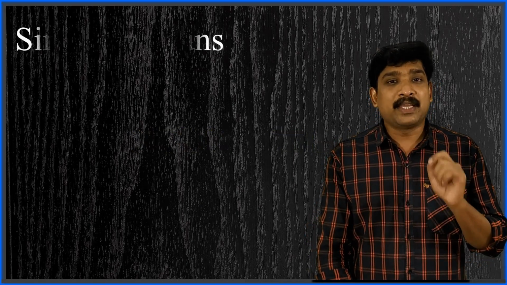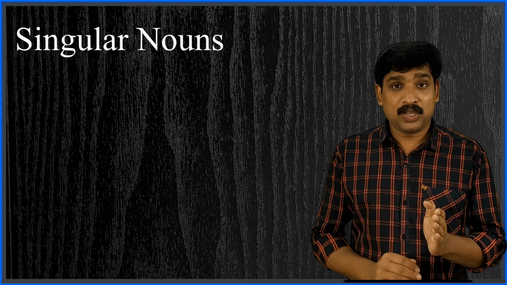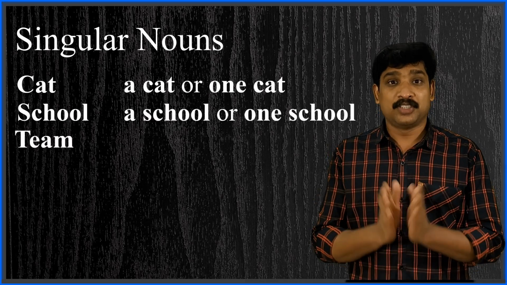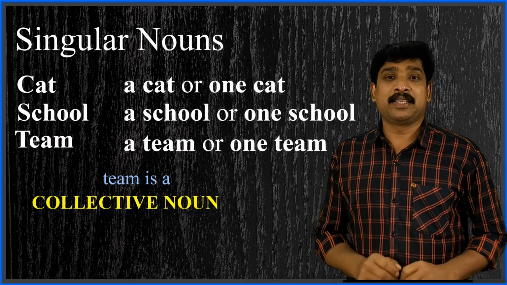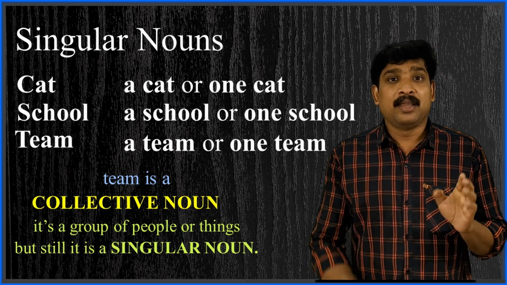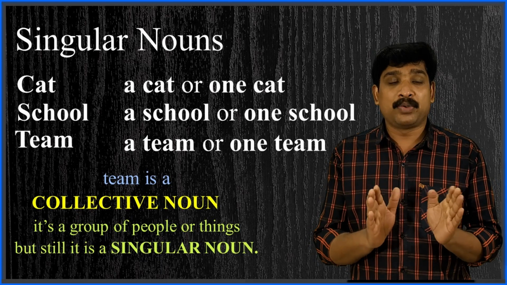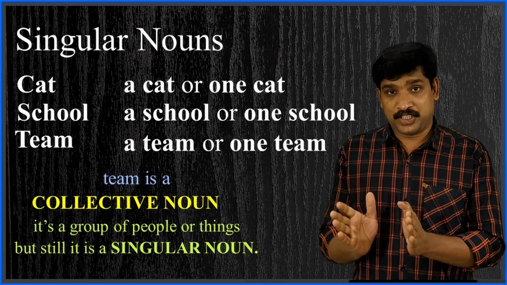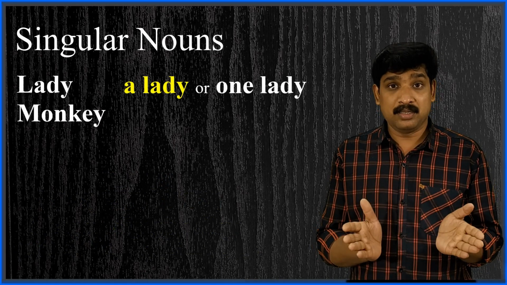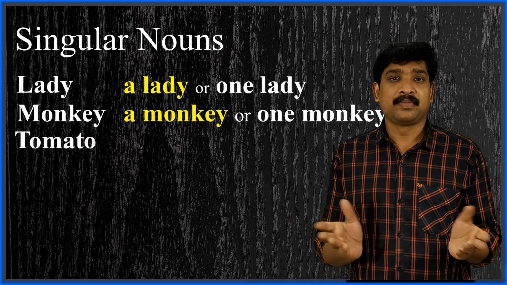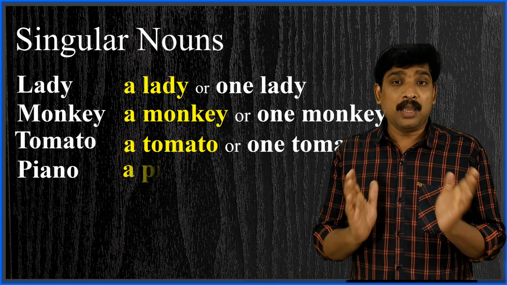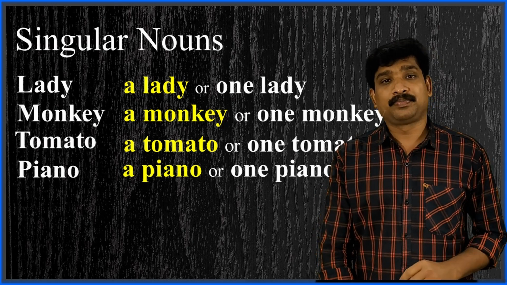For example, we can say cat, a cat or one cat, school, a school or one school, team. Don't forget, team is a collective noun. It is a group of people or things. But still, it is a singular noun. We talk about a team or one team, lady, a lady or one lady, monkey, a monkey or one monkey, tomato, a tomato or one tomato, piano, a piano or one piano.